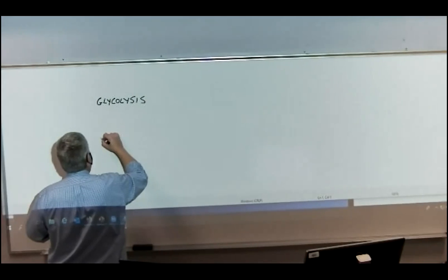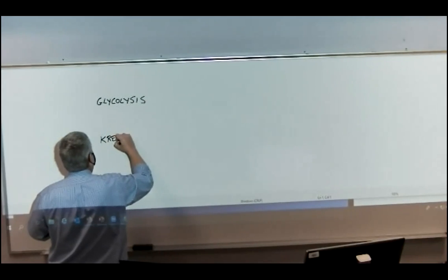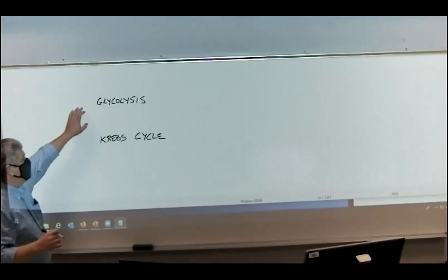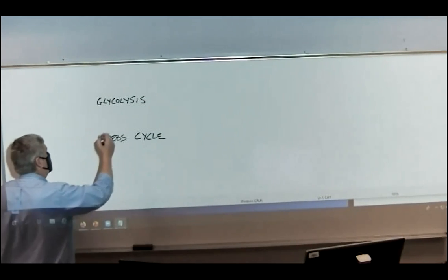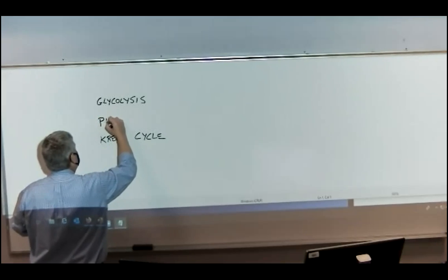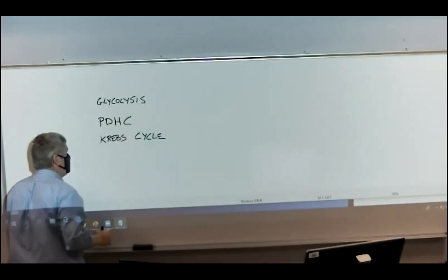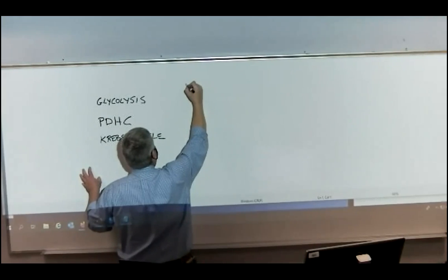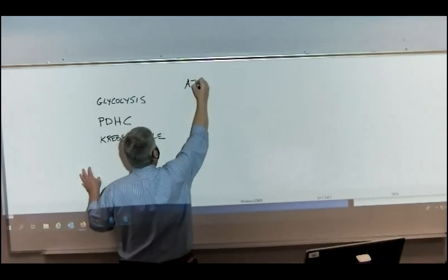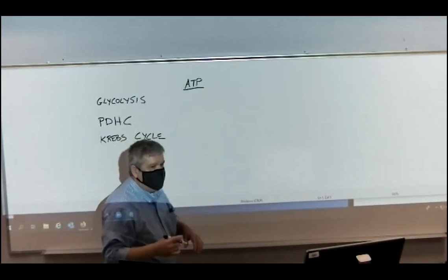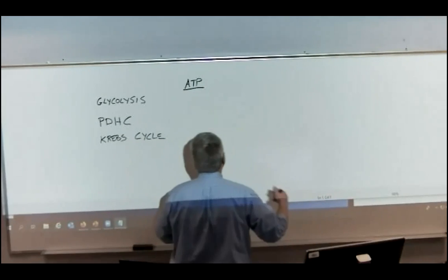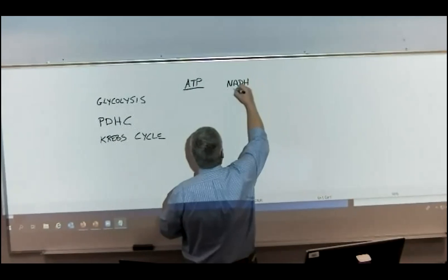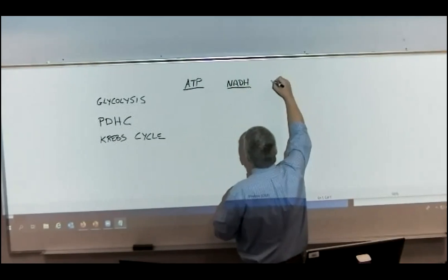The second stage is the Krebs cycle. And to get from glycolysis to the Krebs cycle, there's an intermediate step called the pyruvate dehydrogenase complex, or PDHC. So during glycolysis and the Krebs cycle, we're going to make some ATP by substrate level phosphorylation, before we get to oxidative phosphorylation, the final step. We're going to reduce some NAD to NADH, and we're going to reduce some FAD to FADH2.